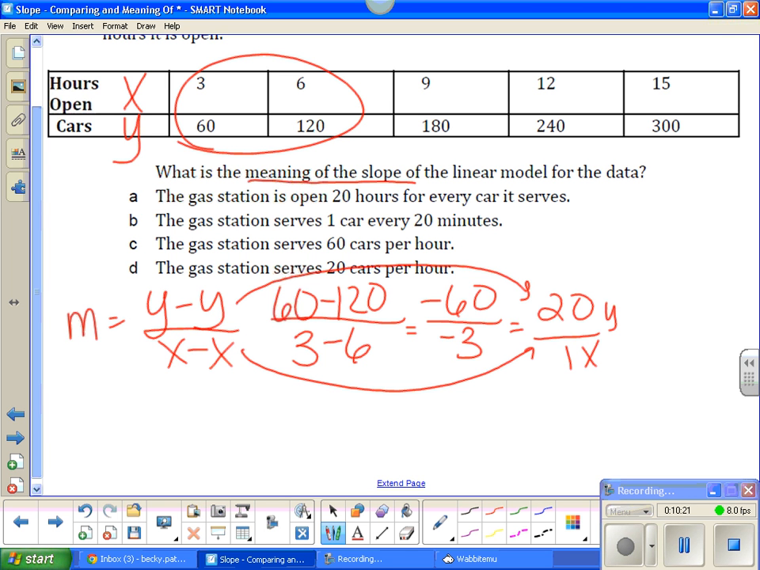Well, if you look at A and B and D, they all talk about a 20 and a 1. So that's not the important part. The important part is how you break it down after this. This is the most important part. Look back at your graph, your chart. What do y's represent in this problem? And the answer is cars. So I want you to come over here and put cars. And then x's are the hours open.